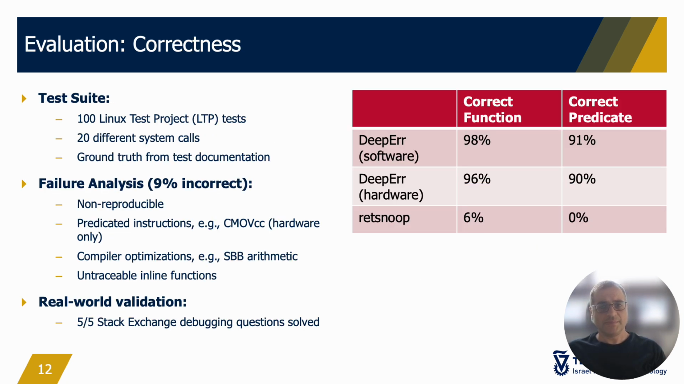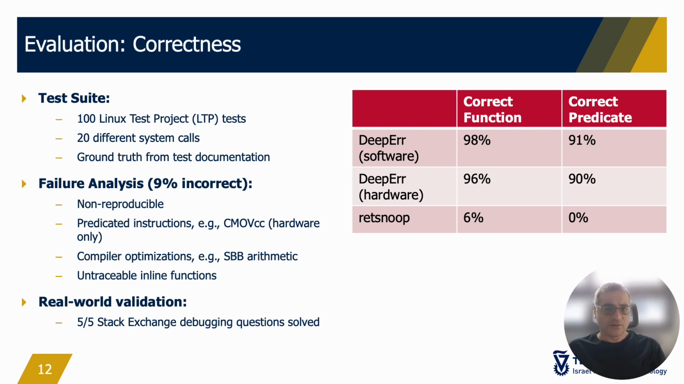We evaluated DeepErr on 100 Linux test project tests covering 20 different system calls. Our results show DeepErr identified the exact failing predicate in 90% of the cases. Even when we couldn't identify the exact predicate, we found the correct function over 95% of the time.